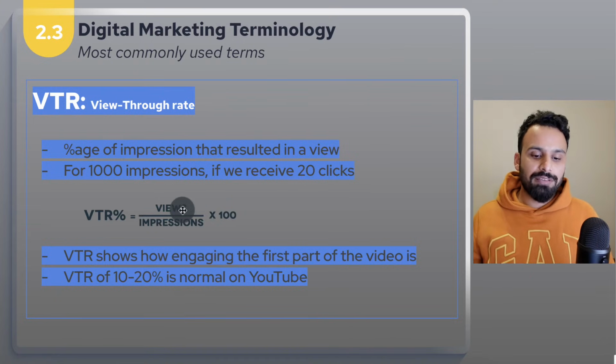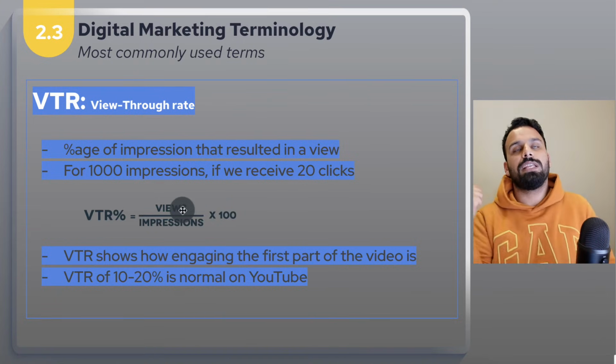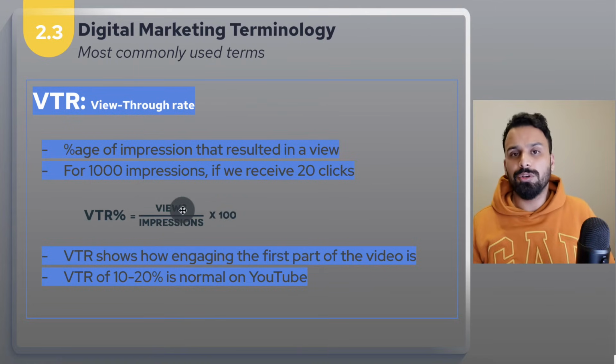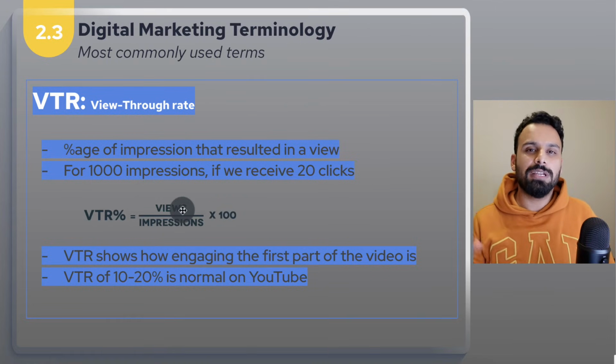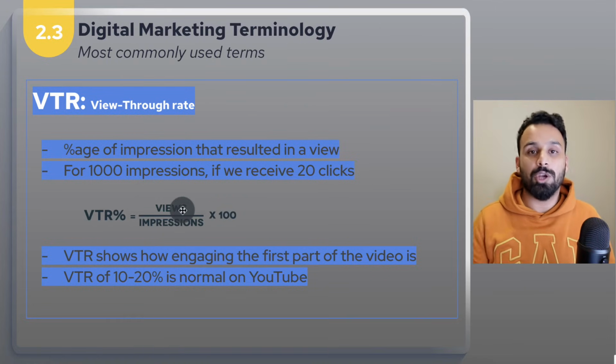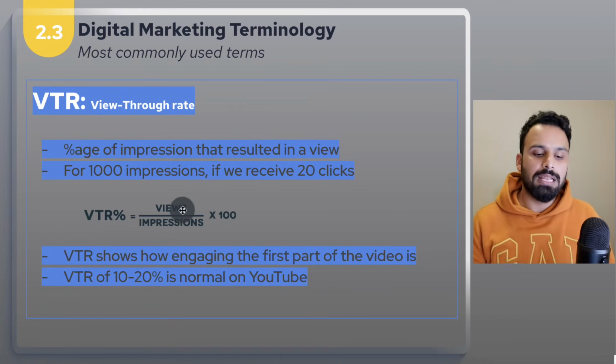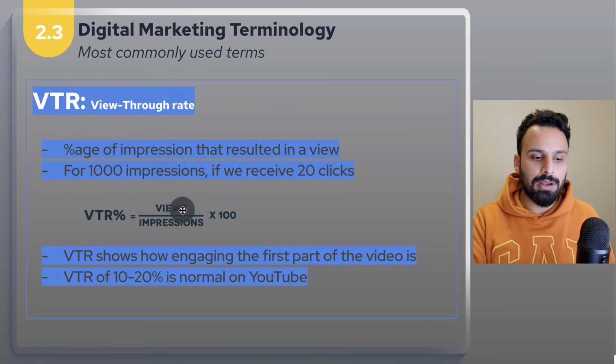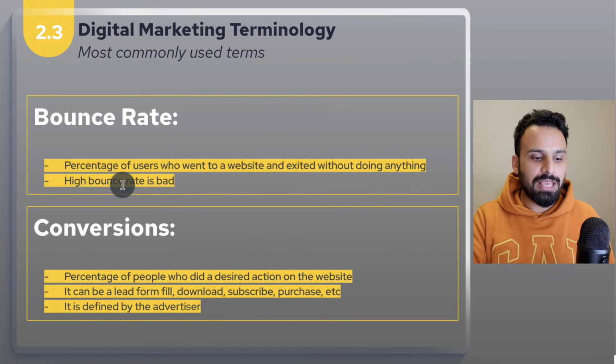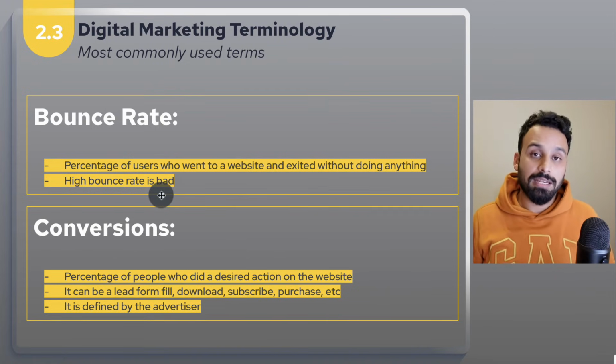Right? So to give you an idea, a good VTR on, let's say, YouTube is somewhere between 10 to 20%. Sometimes it's 25%, 30%, which is good. But that's where the normal range lies, just to give you an idea. And the next thing we have here is bounce rate and conversions.